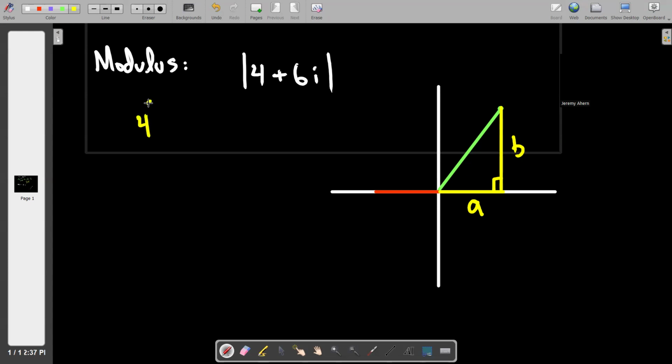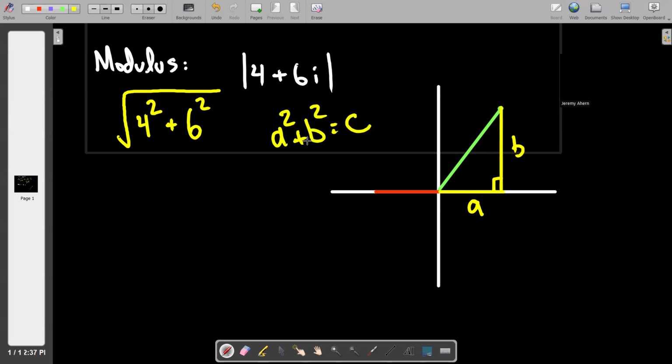So I just go 4 squared. How long is B? 6. And so I just do 6 squared. And then I add those together. And then what's the final step when working with the Pythagorean theorem? Square root. Very good.